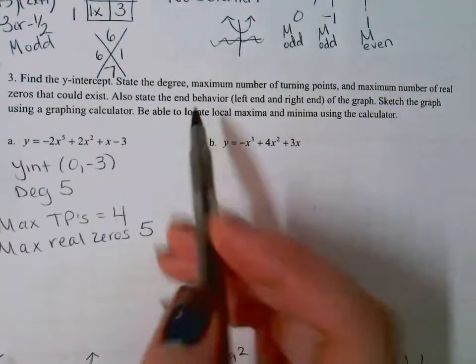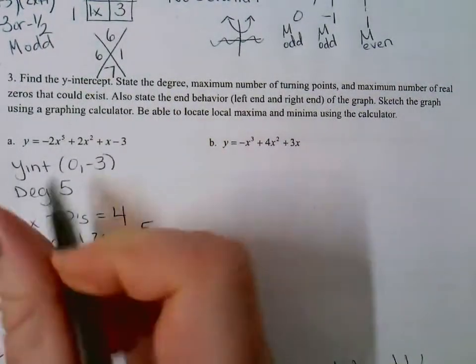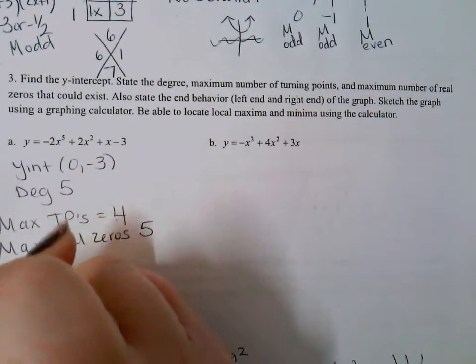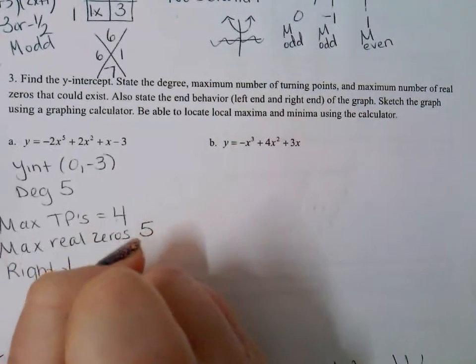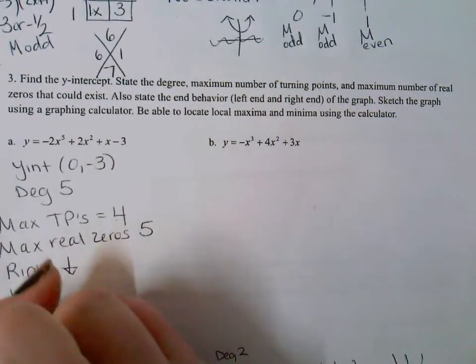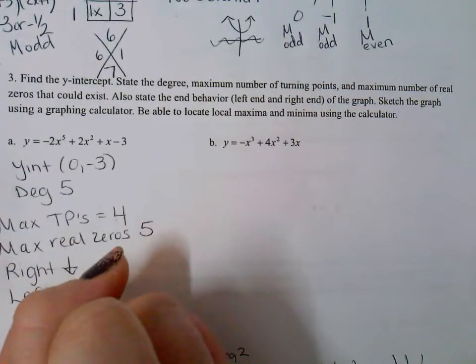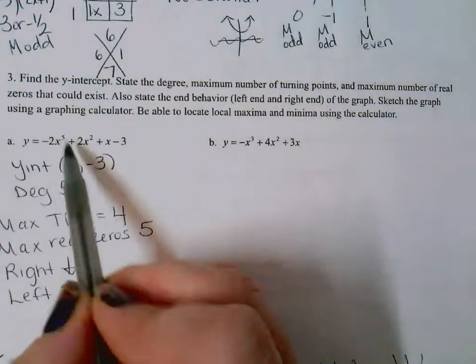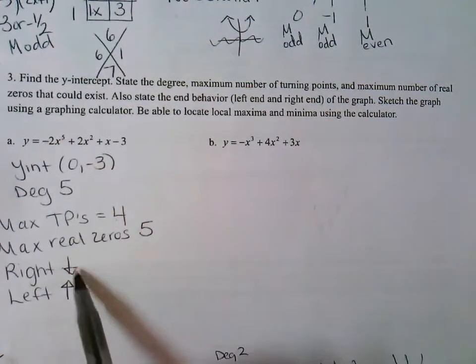End behavior. Okay, our end behavior rules. We look for the leading coefficient in standard form. That's negative, so our right end is going to go down. Then we look at our degree, which is odd, so the left side is going to go opposite what the right side is doing: down, so up. If this had been an even degree, they both would have gone down.